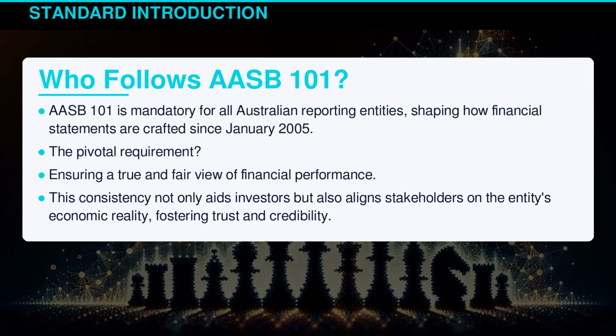AASB 101 is mandatory for all Australian reporting entities, shaping how financial statements are crafted since January 2005. The pivotal requirement? Ensuring a true and fair view of financial performance. This consistency not only aids investors, but also aligns stakeholders on the entity's economic reality, fostering trust and credibility.